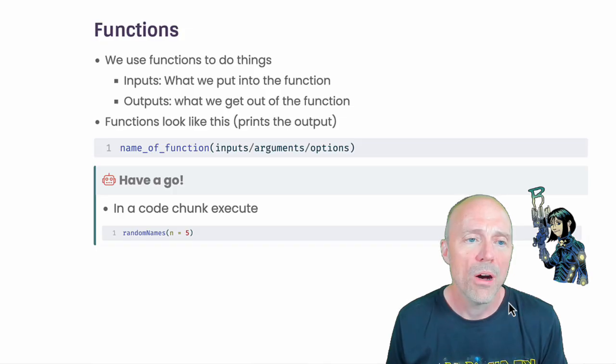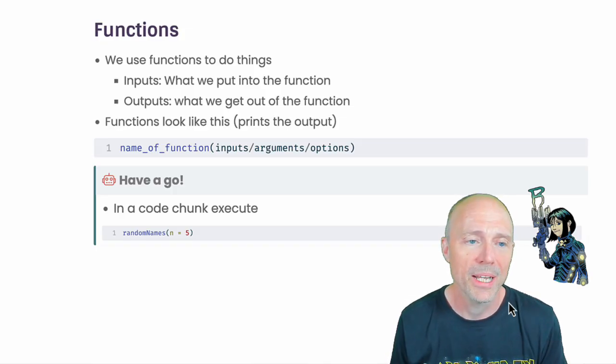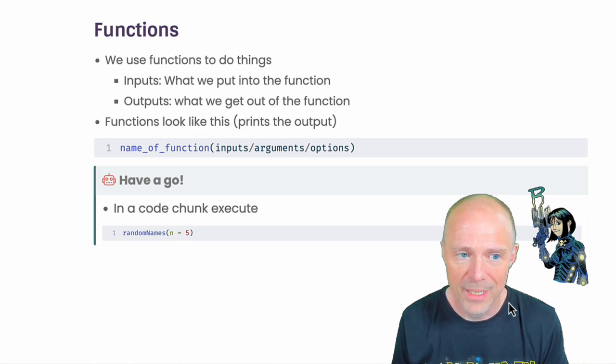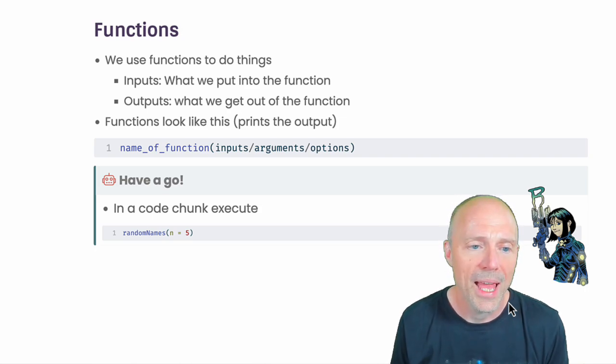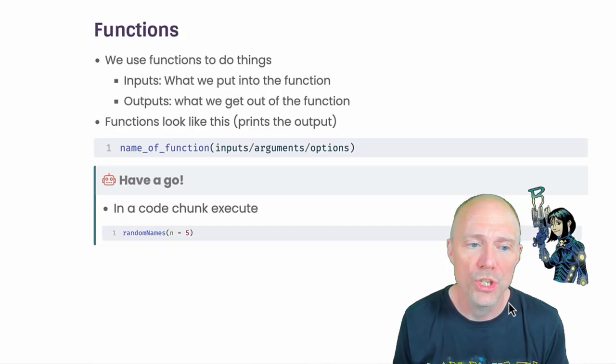Okay, so when we use R, we use things called functions. There's a whole other video about functions explaining what they are, but essentially they're things that we use to do stuff in R. And they have a standard format. So every function has a name, and then it's followed by brackets. And the stuff in brackets tells the function kind of what to do.